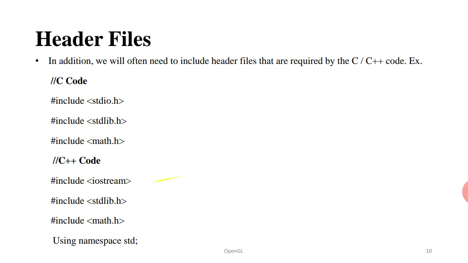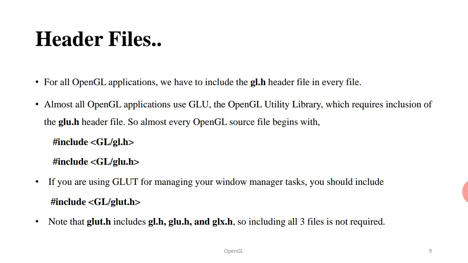Let us see the header files used in OpenGL. For all OpenGL applications, we have to include the gl.h header file in every program. Almost all OpenGL applications use GLU, that is the OpenGL utility library. It requires inclusion of the glu.h header file.